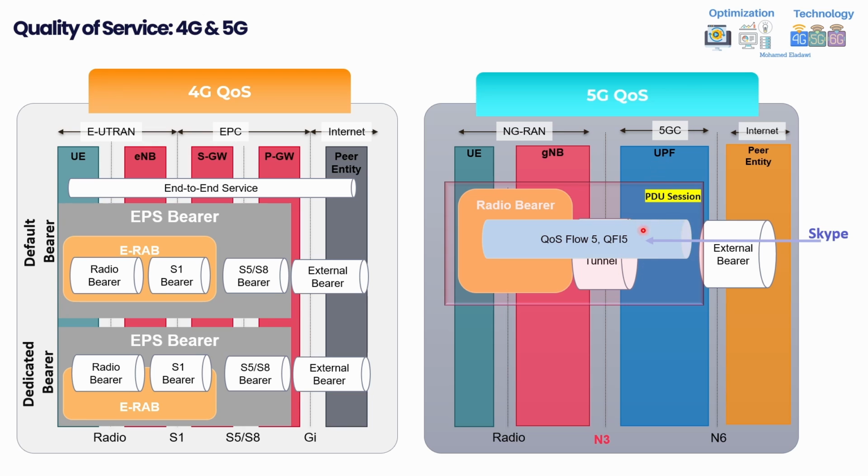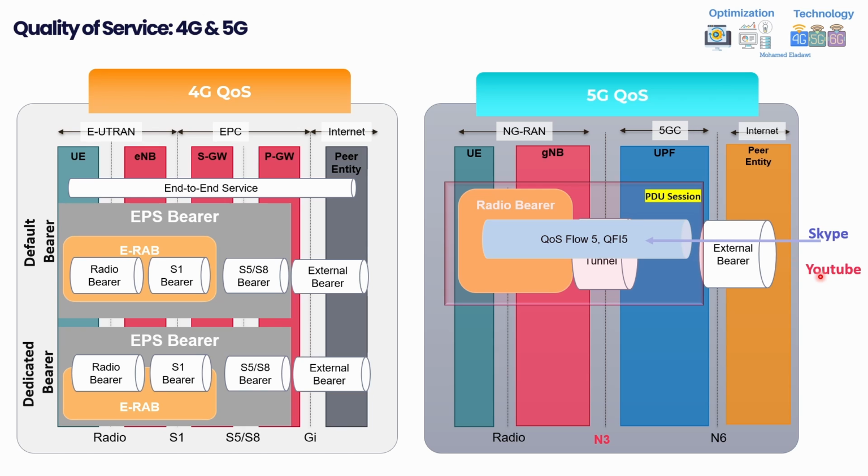So the first thing is that the UPF will inform the gNB that this kind of service is using QFI 5. Then the gNB will be responsible to map this QFI 5, or quality of service flow 5, to a specific radio bearer, and this is done through a function or a layer called SDAP. We'll speak about it later within the gNB. Okay, so the main point here is that you have Skype using quality of service flow 5 being mapped to this radio bearer. So far, okay.